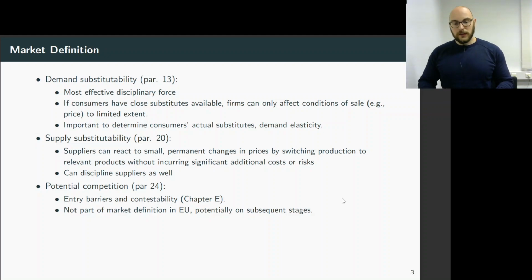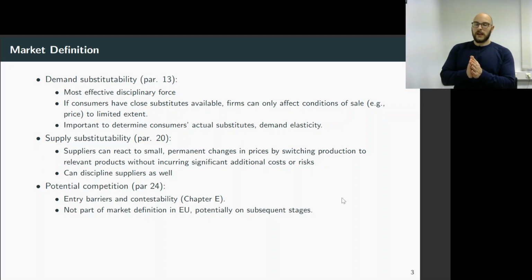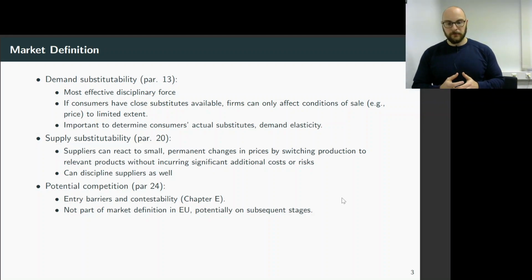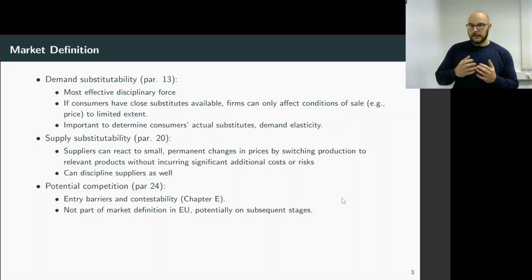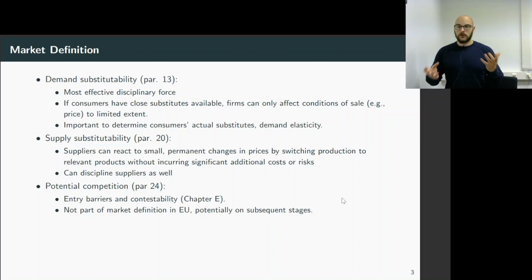And it's easy to say that if the consumers have close substitutes available, then this can affect the firm's behavior very strongly, i.e. it can limit their ability to exert market power. So if the consumer can easily substitute away from a product, this can affect the conditions of sale. That's how it's called in the document. So it basically means if the consumer can easily substitute away from a product, you cannot increase the price so much.